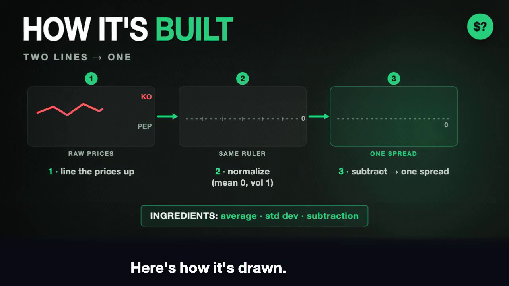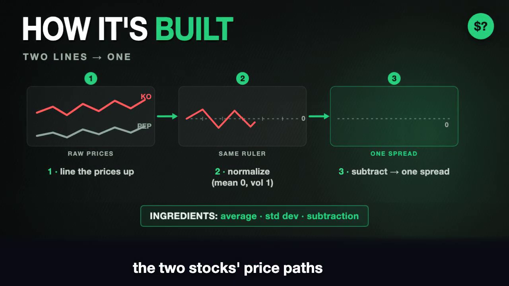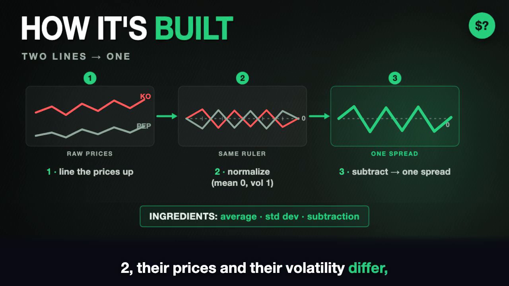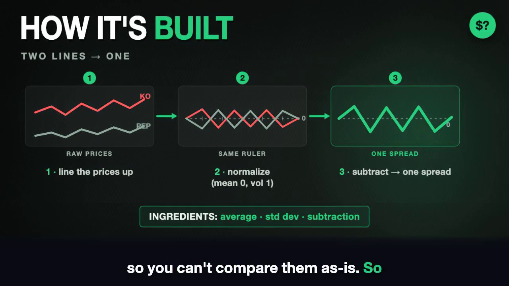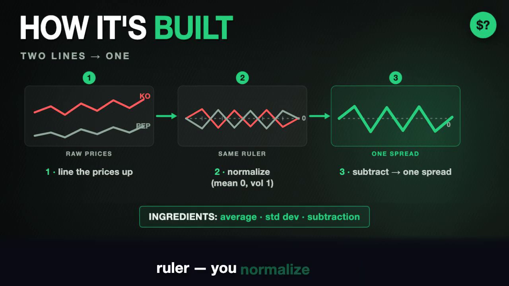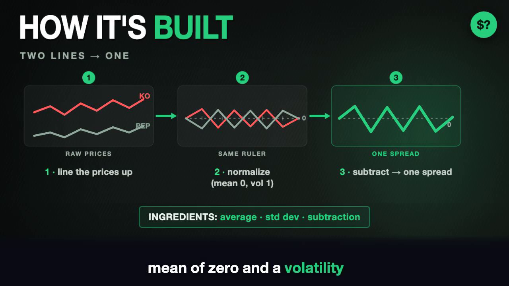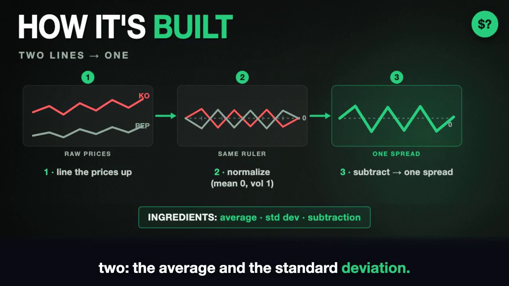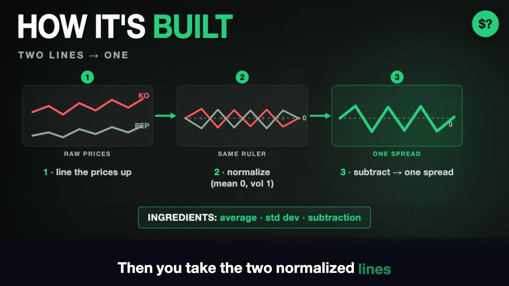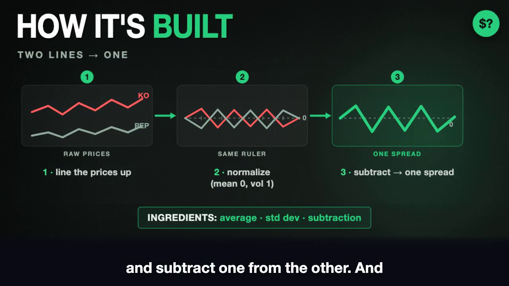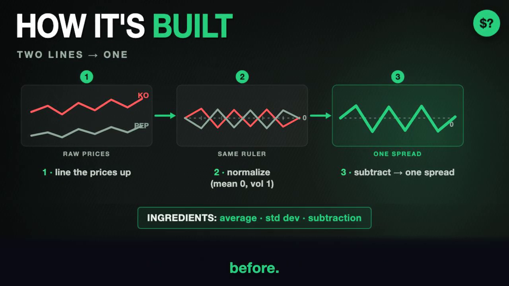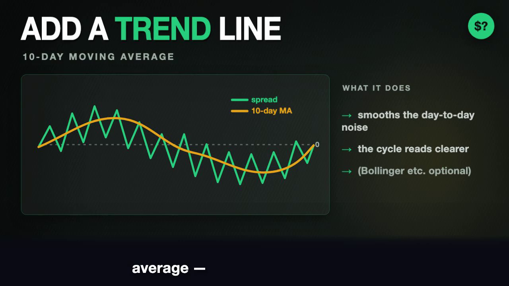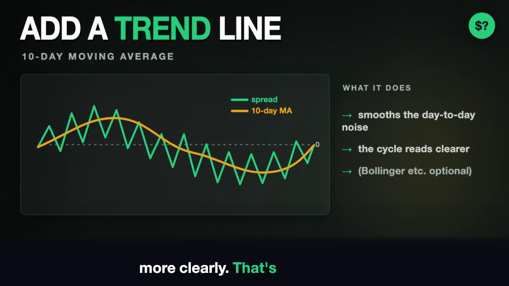Here's how it's drawn. First, you lay the two stocks' price paths side by side, but as we saw in part 2, their prices and their volatility differ, so you can't compare them as is. So you put each one on the same ruler, you normalize it to a mean of 0 and a volatility of 1. The only ingredients you need are two, the average and the standard deviation. Then you take the two normalized lines and subtract one from the other, and out comes that single spread line from before. Finally, you lay one smooth trend line over the top, a 10-day moving average, and the flow reads even more clearly. That's all there is to it.